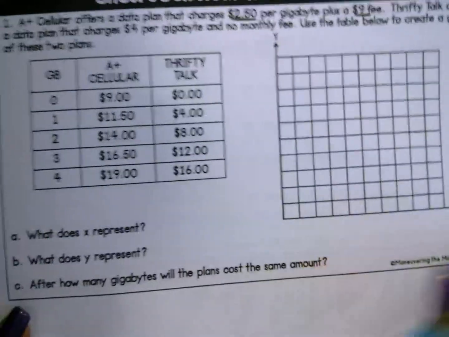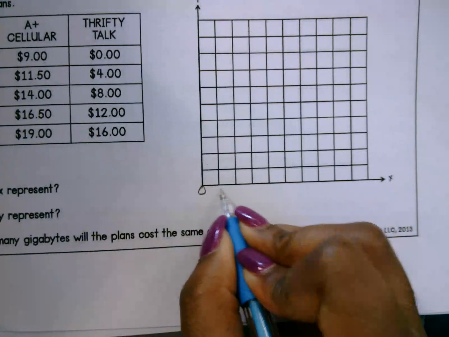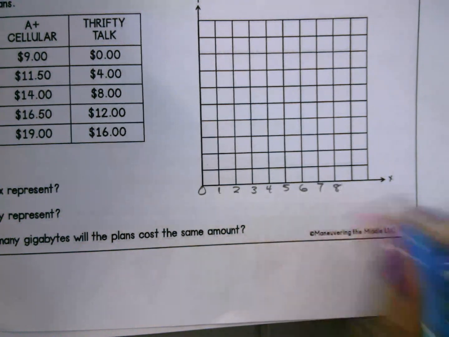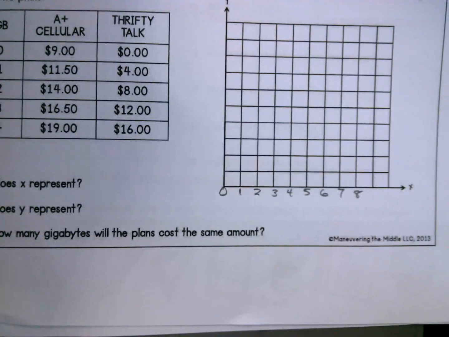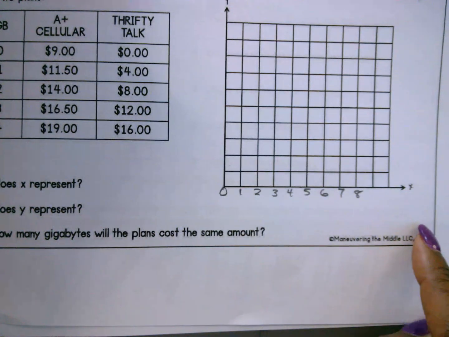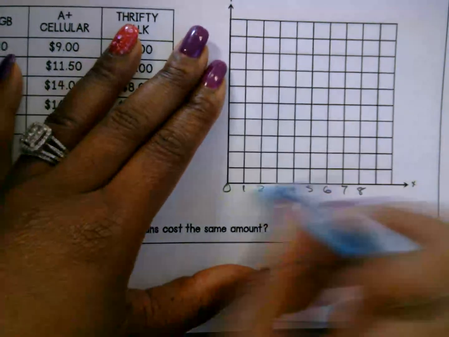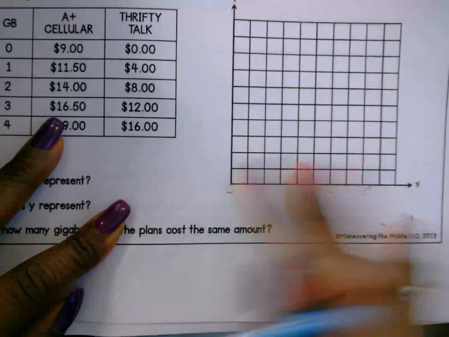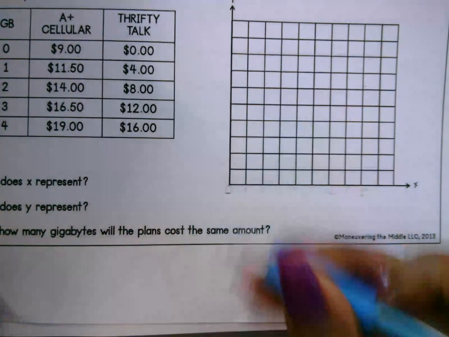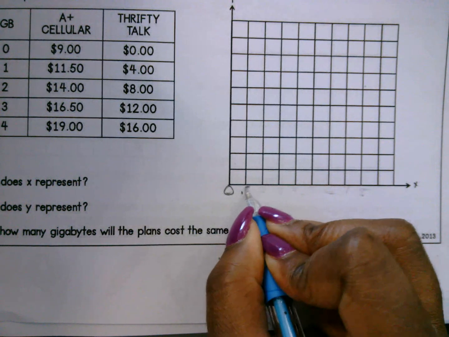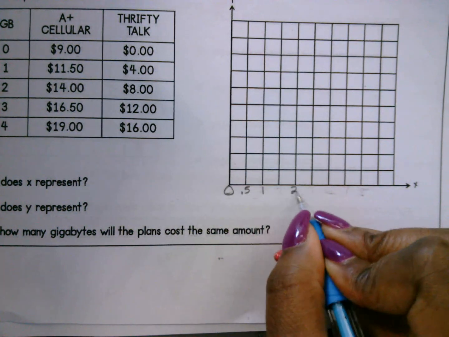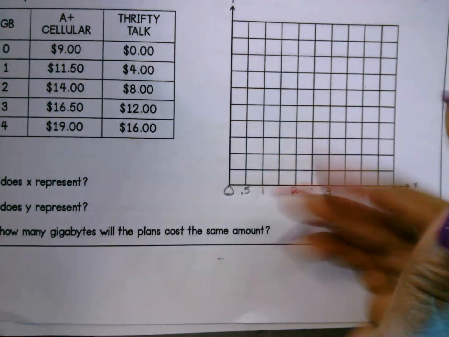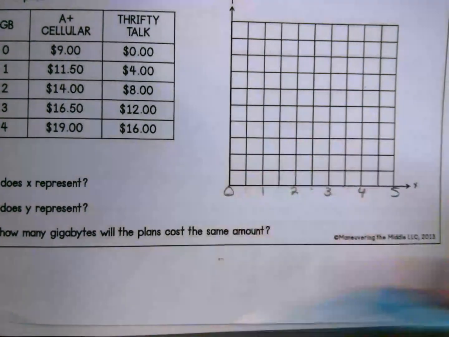So along the x-axis we can go up by ones. We got 0, 1, 2, 3, 4, 5, 6, 7, 8 gigabytes. Okay. And if you want to space it out, since it's only going up by 4, you can go up by half, to space it out a little bit. If you want to, you don't have to. But this is 0, this is 0.5, then 1, 1.5, then 2, 2.5, then 3, 3.5, 4, 4.5. That spaces it out a little bit. Okay.